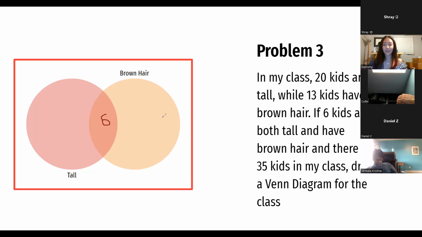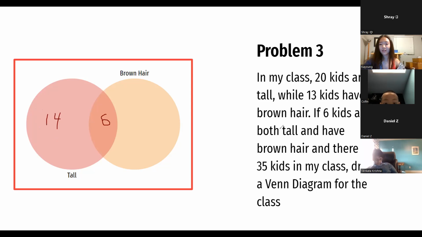So now, since 20 kids are tall and 6 of them are in this middle overlap where they have both brown hair and they're tall, there's only 14 kids who are just tall. So they don't have brown hair, but they're tall. But then in total, there's 20 kids that are tall. 6 of them have brown hair, 14 of them don't. Did that make sense?